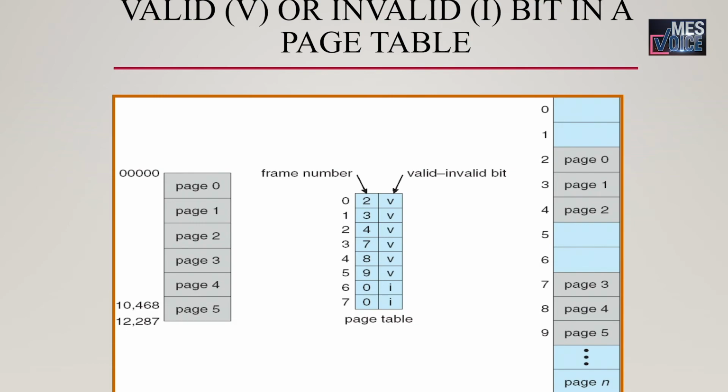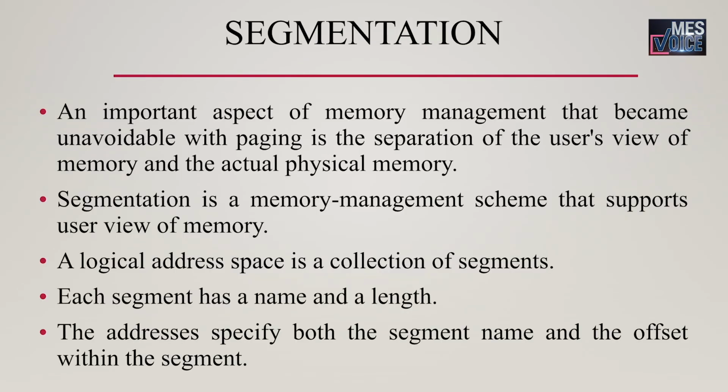And when coming to page number 6, we can see that there is no frame for page number 6. So, it means that that is an invalid bit. So, here in this figure it is marked as I. So, page number 6 as well as page number 7, they are invalid bits. So, in this way we can provide protection into the paging system. So, next we are moving on to the segmentation.